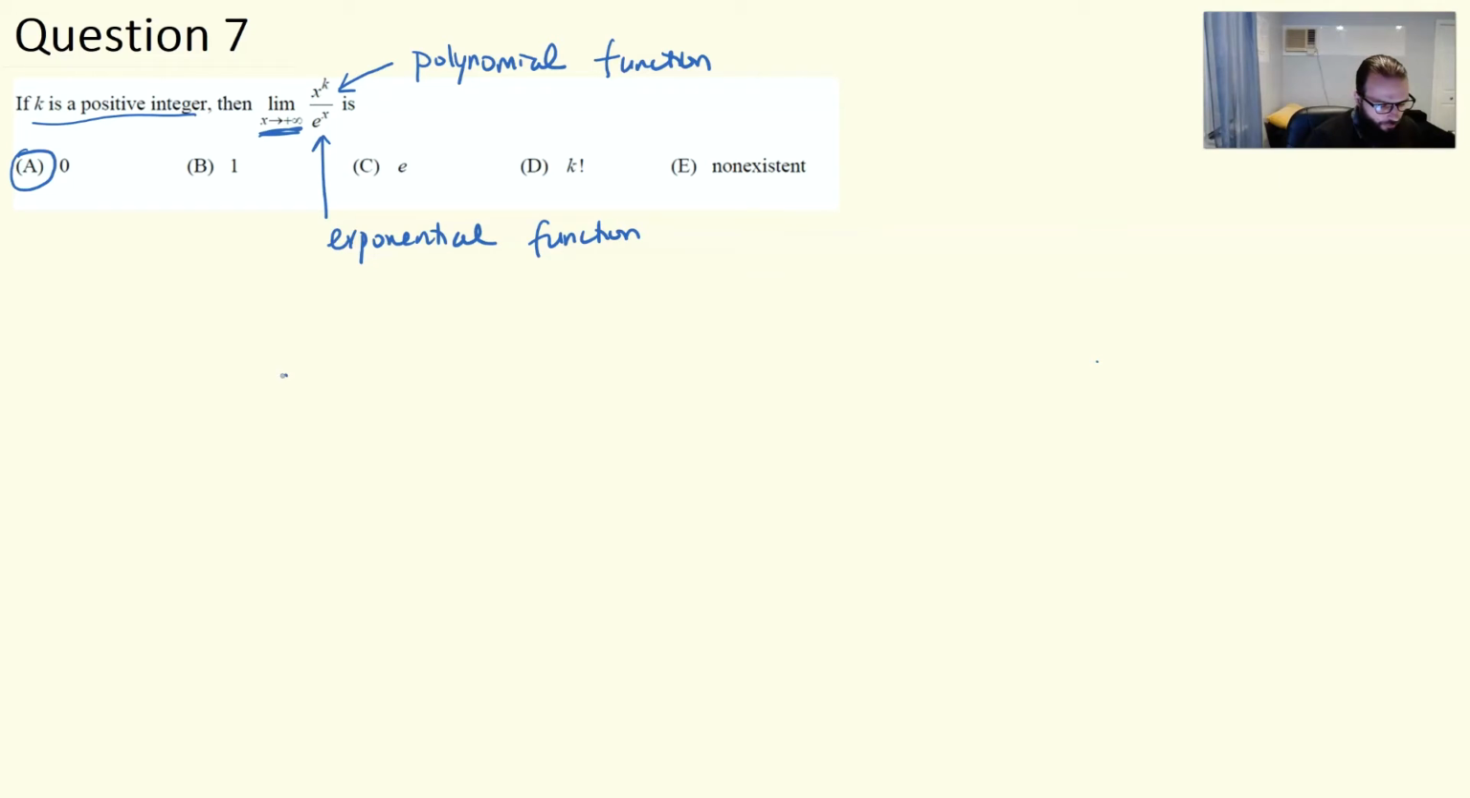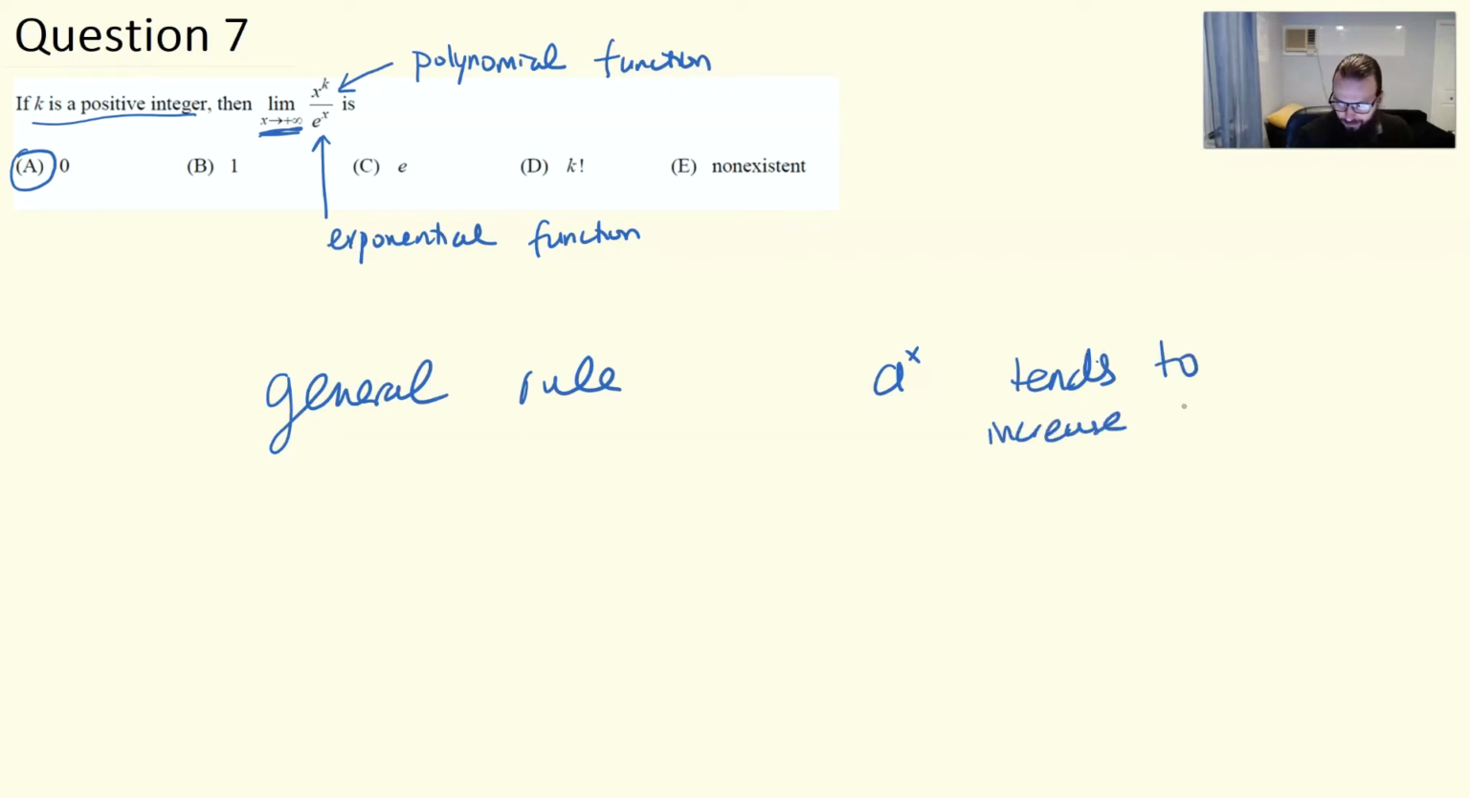Now, as a good general rule, a to the x, where x is the exponent, tends to get larger faster, or tends to increase in value faster, than does x to the a, where the x is in the base.